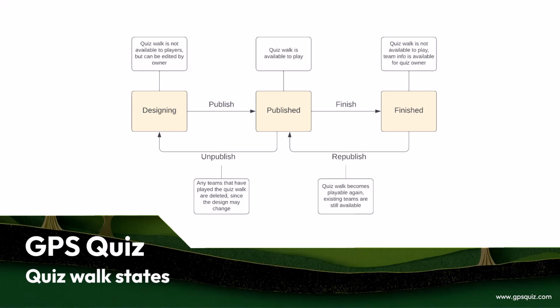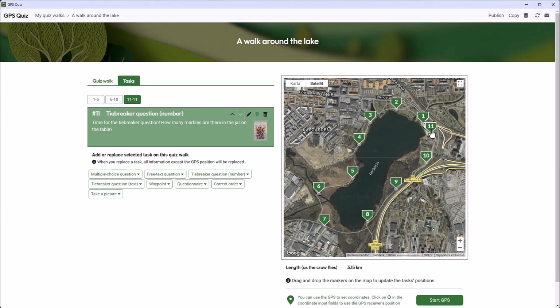Then you can distribute the URL of the quiz walk to allow players to find it, or they can find it with the GPS of their phones if they're closer than 200 meters from the starting point. And finally, when you want to close the quiz walk and compile the results of it, you put it in the finished state. The quiz walk is then no longer playable, but all team results are available to you as the quiz walk organizer.